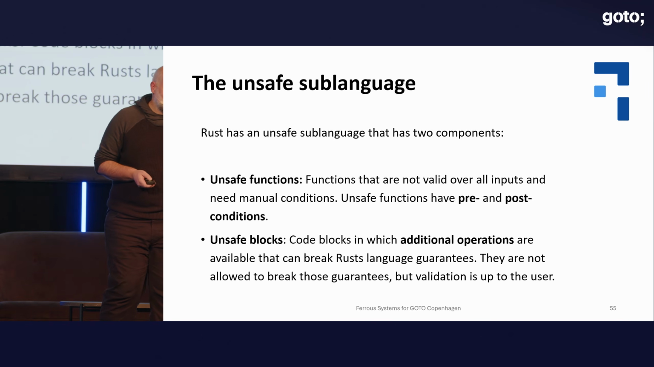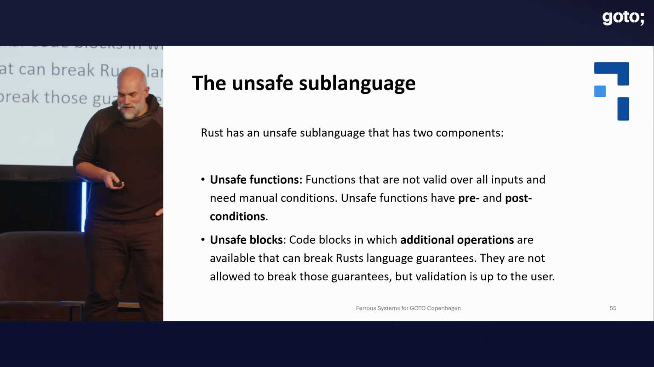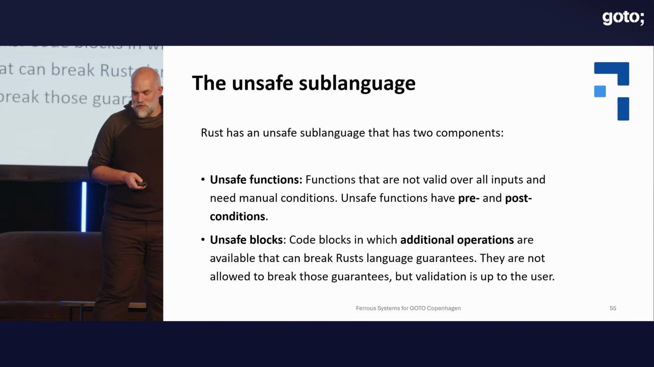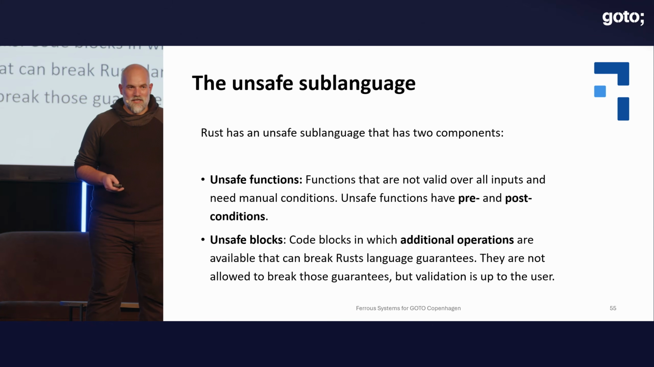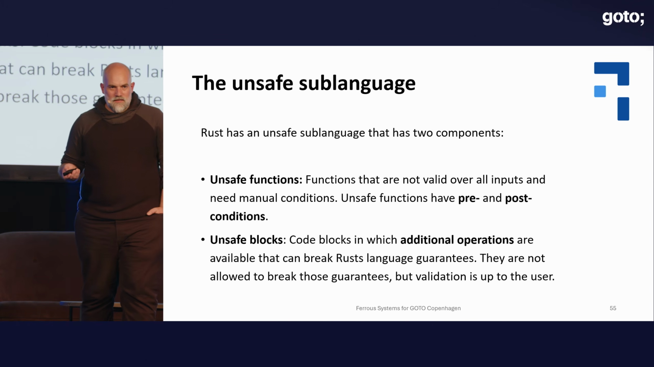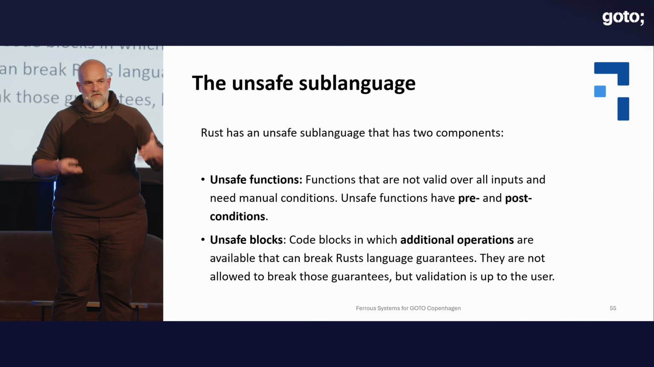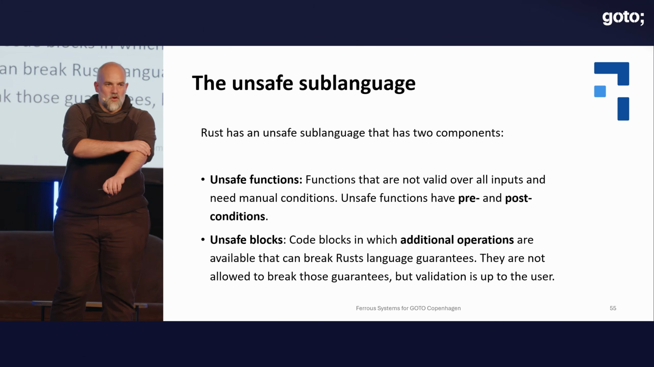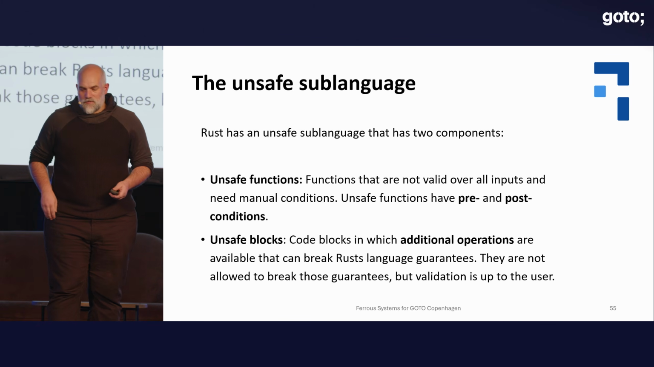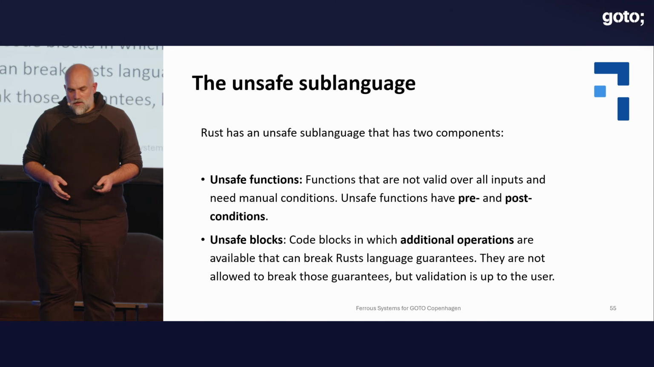So Rust has an unsafe sublanguage. And that sublanguage has two components, unsafe functions and unsafe blocks. Unsafe functions are relatively easy. They might run into problems if you call them wrong, which is why they're marked unsafe and come with documentation of how you call them right. There's not much more to say about them.